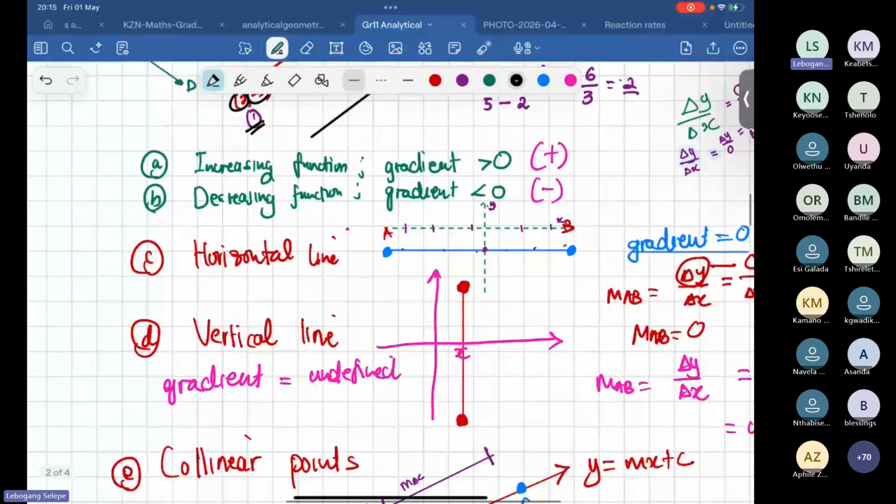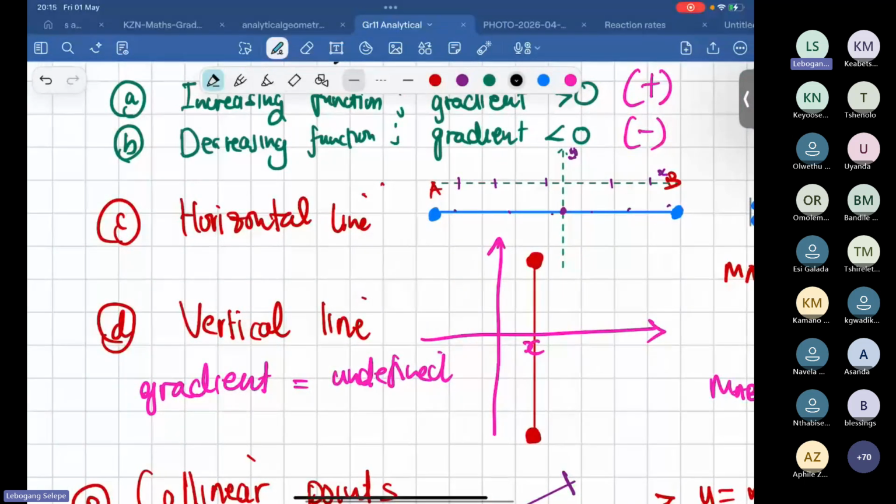Then we speak about the gradient of horizontal versus vertical lines. What is a horizontal line? A horizontal line is the blue line that you're seeing on the screen. It's a line that runs parallel to the x-axis, right? So that is a horizontal line.